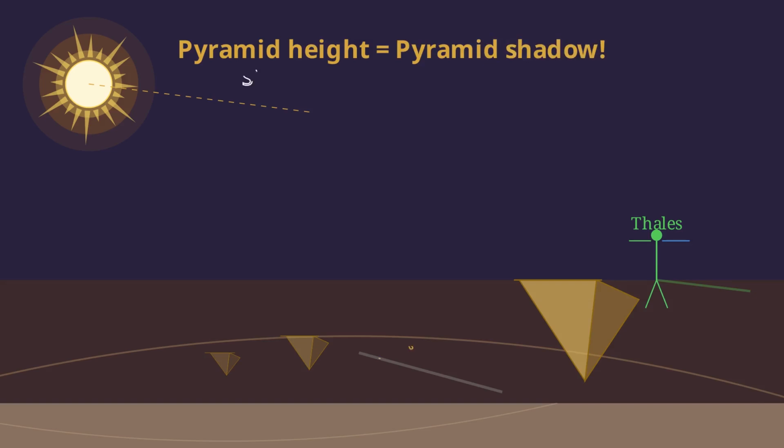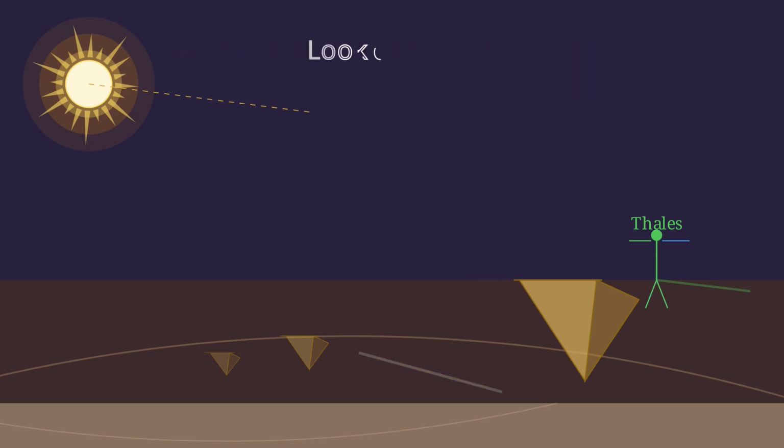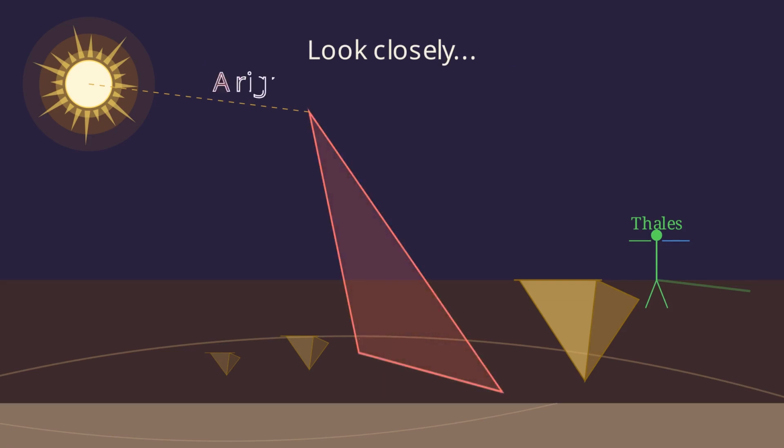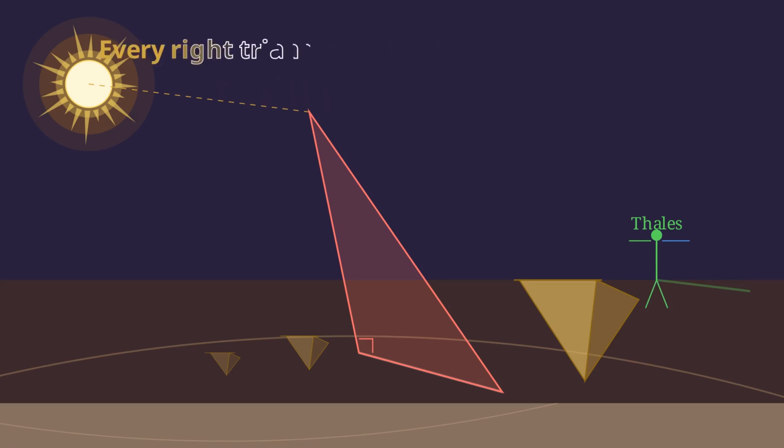Hidden inside this trick is a perfect right triangle. The pyramid forms the vertical side. The shadow forms the horizontal side. The sunbeam forms the diagonal. At the base, the angle is exactly 90 degrees. Every right triangle points to one of the most elegant truths in mathematics. It is called Thales' Theorem.